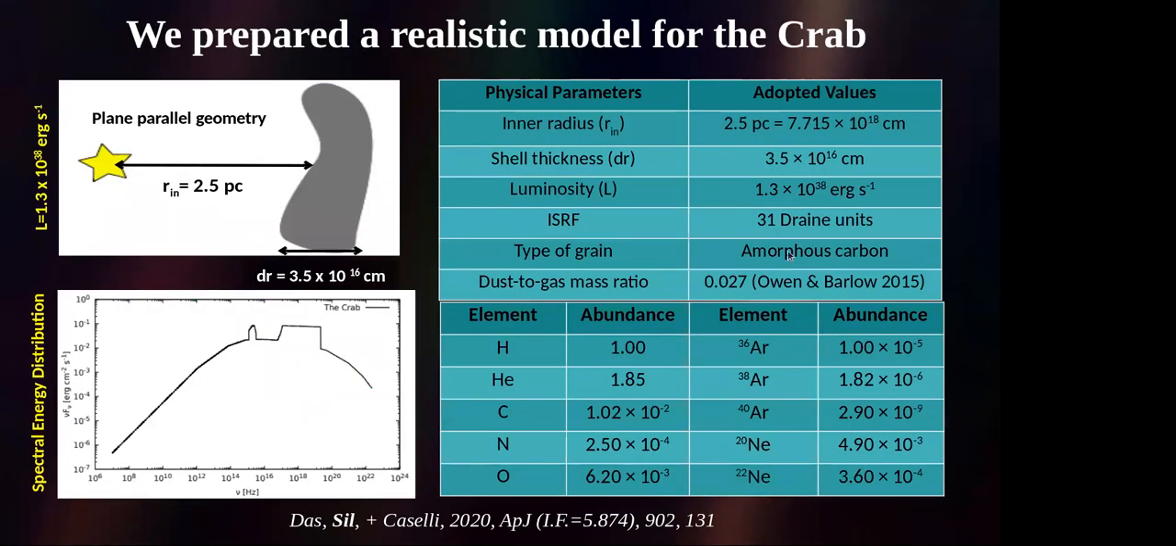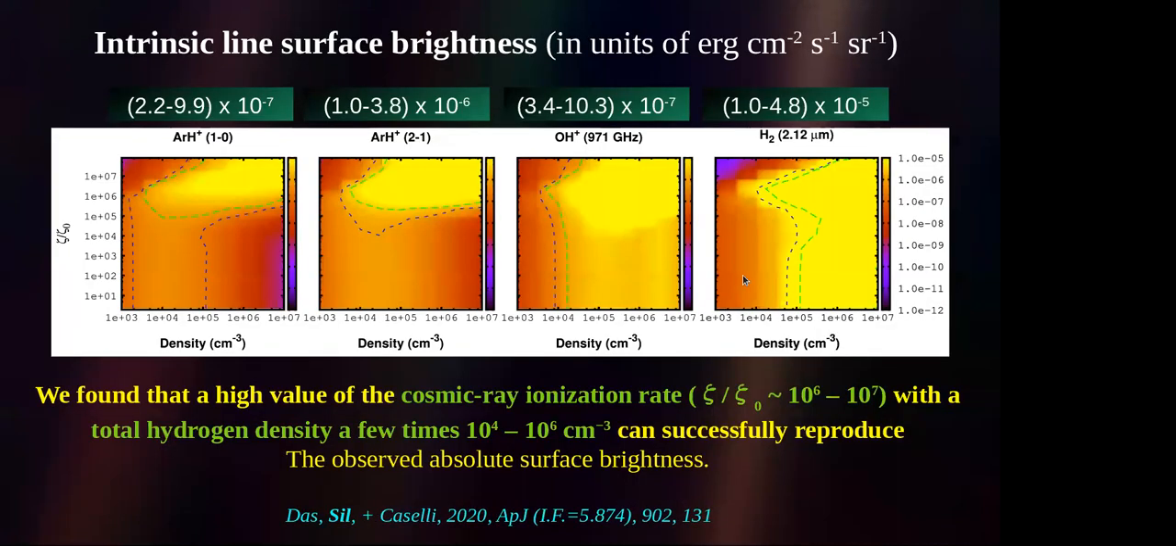Then we prepared a realistic model for the Crab. For the Crab modeling, we used the same chemical network; only the physical parameters changed as input to the Cloudy spectral synthesis code, and these are the initial elemental abundances. Using our Crab Nebula modeling, we calculate the surface brightness, that is the intensity of these transitions: ArH+ 1021, OH+ 971 gigahertz, and H2 2.12 micrometer. The highlighted value is the observed surface brightness in units of erg per centimeter square per second per steradian.